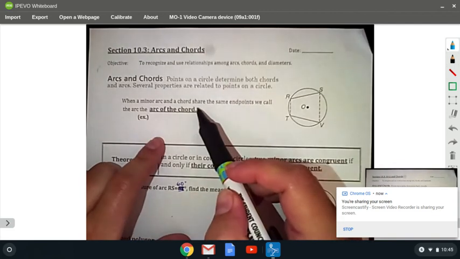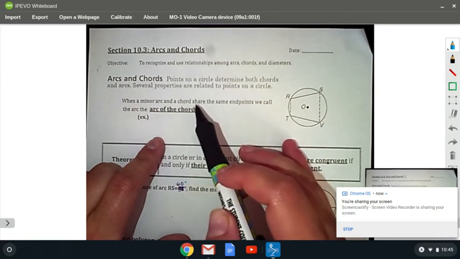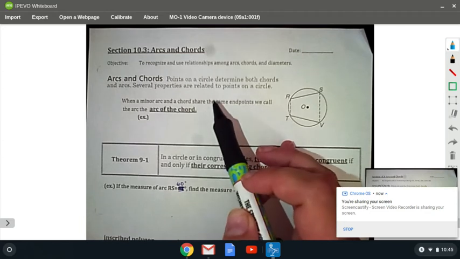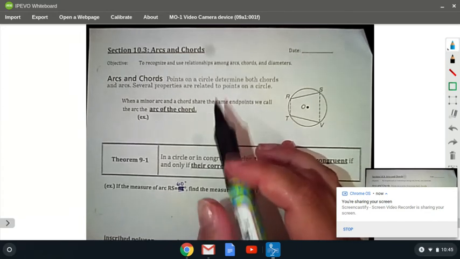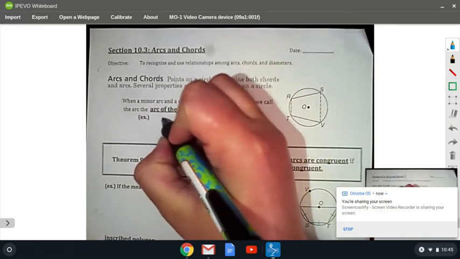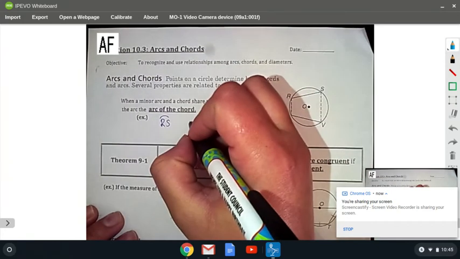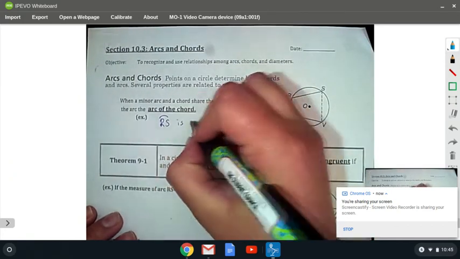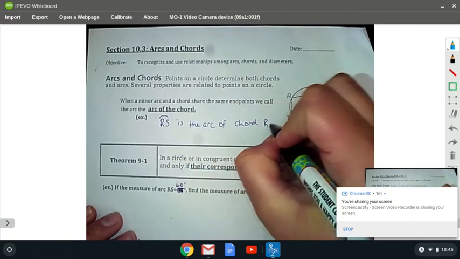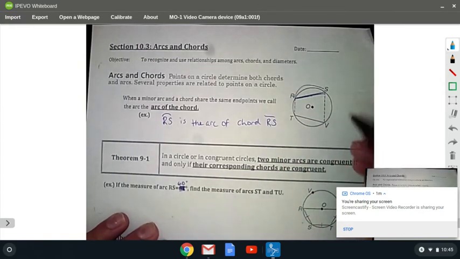A minor arc, remember, is something less than 360, and it has two letters naming it. When a minor arc and a chord share the same endpoints, we call it the arc of the chord. An example in this picture would be arc RS. Arc RS is the arc of chord RS. So chord RS is right here, and arc RS would be the arc of that chord.